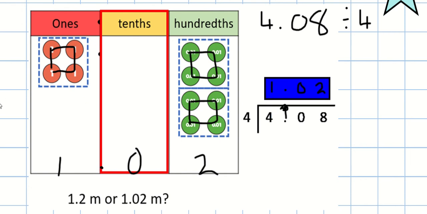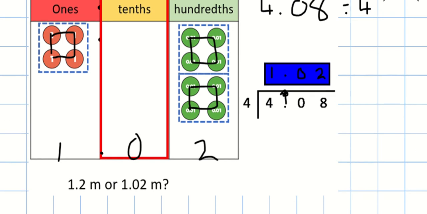1.02. And then here it says, should I be writing my answer as 1.2 or 1.02? Well, we know actually that I've got 0 tenths. I've got no tenths, do I, in both of my sections. So it's actually going to be 1.02 meters and not 1.2 meters. So remember that whenever you're writing down your answer at the end, you're recording it clearly.